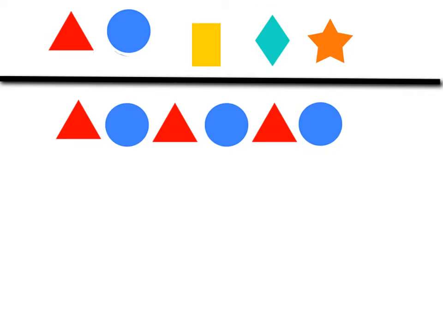Okay, I've created a pattern here using some of my shapes. Here is my first pattern. Triangle, circle, triangle, circle, triangle, circle. Remember, a pattern is something that repeats. So what part in this pattern keeps repeating over and over? Have you worked it out? Did you say that the triangle and circle is the part that repeats? It's true because look, triangle, circle, triangle, circle.